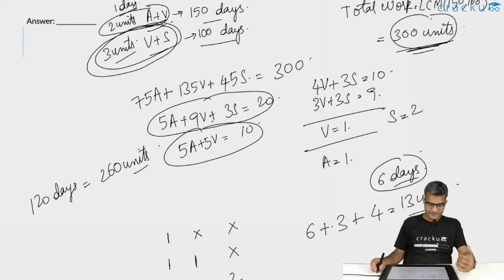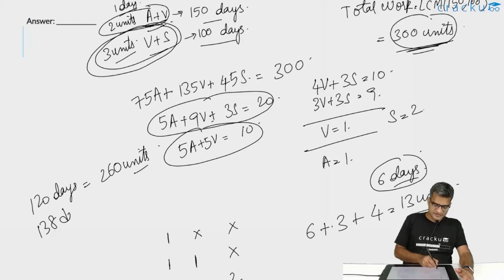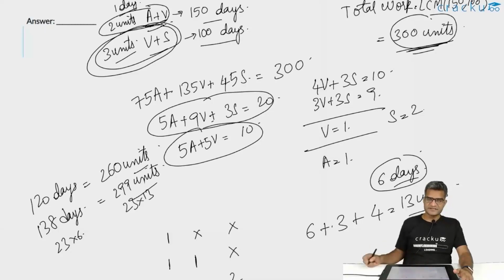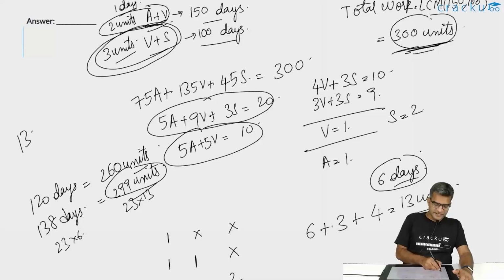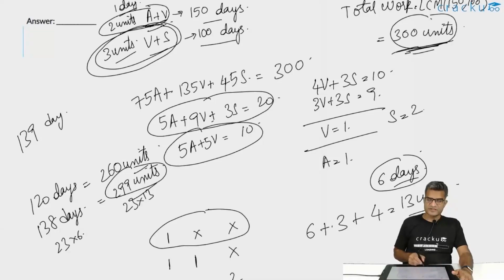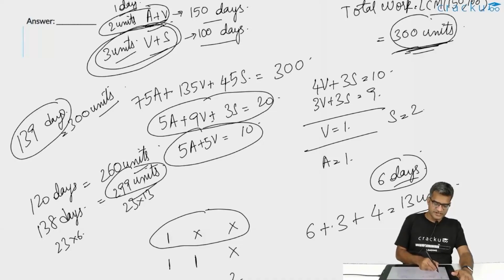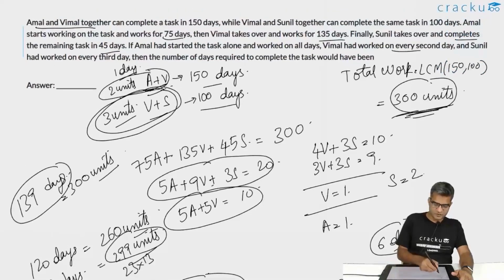So suppose this cycle repeats another 3 times. So we are done with 138 days, which is 23 into 6. The total work that will be done is 23 into 13, which is equal to 299 units. We are just trying to figure out the number of days it takes. 299 is just 1 less than 300. So on the 139th day, Amal alone works, he does 1 unit of work, and the entire work of 300 units is finished. So the number of days it takes is 139 days. So the answer for this question is 139.